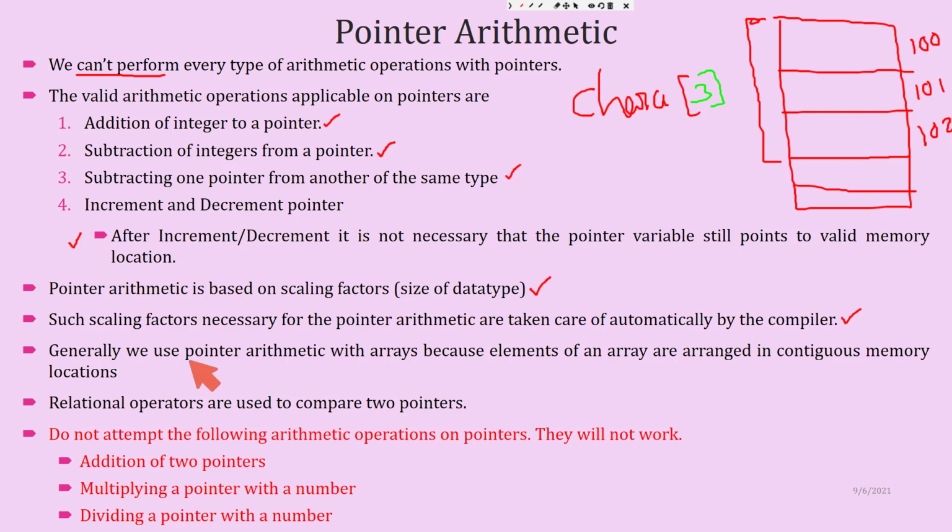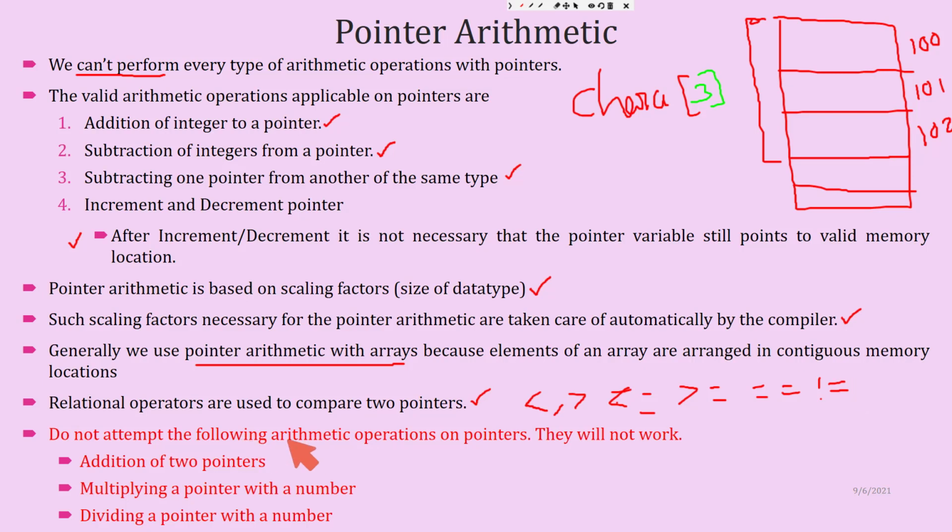So we use pointer arithmetic with arrays. This one we discussed today itself. Relational operators are used to compare 2 pointers. All types of relational operators can be used. That means we can compare 2 pointers with the help of less than, greater than, less than or equal to, greater than or equal to, equal to, and not equal to. All types of relational operators are applicable to pointers.